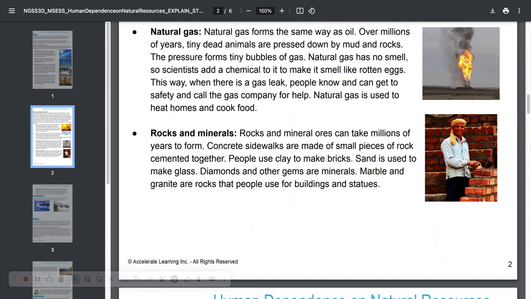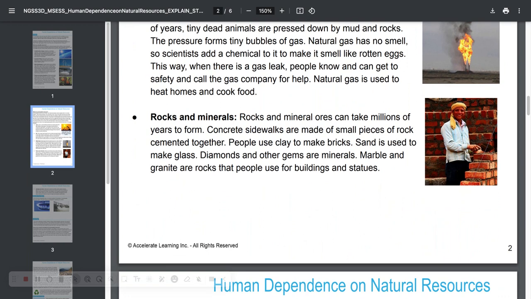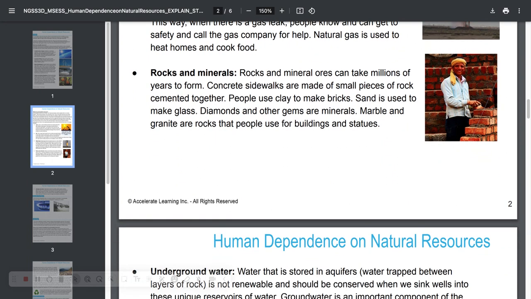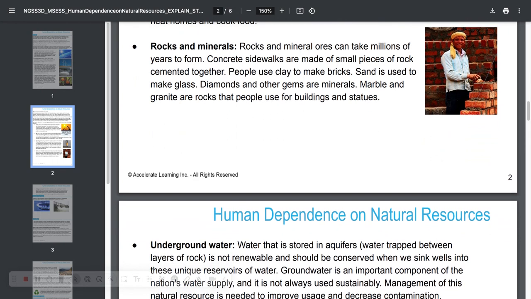Natural gas. Natural gas forms the same way as oil. Over millions of years, tiny dead animals are pressed down by mud and rocks. The pressure forms tiny bubbles of gas. Natural gas has no smell, so scientists add a chemical to it to make it smell like rotten eggs. This way, when there is a gas leak, people know and can get to safety and call the gas company for help. Natural gas is used to heat homes and cook food.